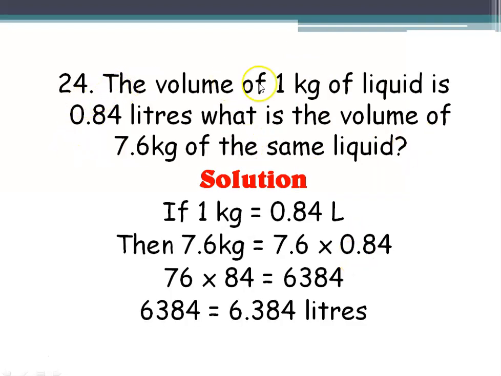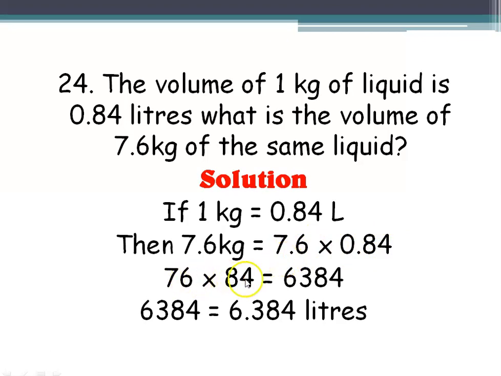Question 24 says the volume of 1 kilogram of liquid is 0.84 liters. What is the volume of 7.6 kilogram of the same liquid? So if 1 kilogram will give me 0.84 liters, then 7.6 kilogram will give me 7.6 multiplied by 0.84. Alright, this is also multiplication of decimals. So what I'll do is just change it to whole numbers. Write this as 76, write this as 84. But take note of how many numbers you have after the decimal. For this I have 1 number after the decimal. For this I have 2 numbers after the decimal. Just take note of that.